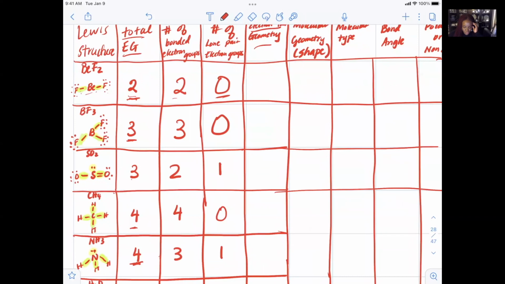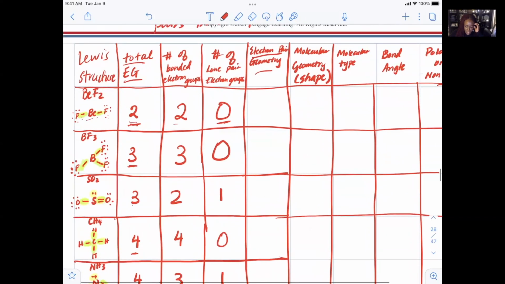We have our Lewis structures. We have figured out total electron groups around the central atom, right? We've counted them and highlighted them. We figured out which of those groups are bonded groups and how many of the bonded groups we have in each structure, and they're all written here. We have figured out how many of those electron groups are lone pair. Remember, lone pair are those dots, right? And these are written down.